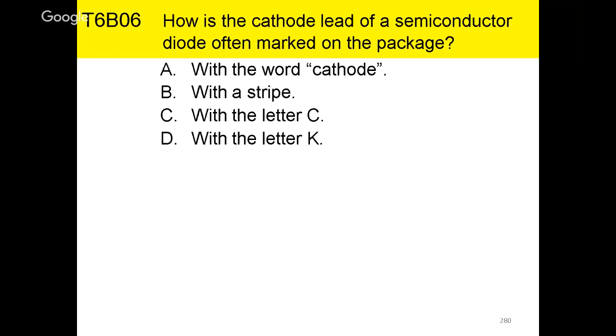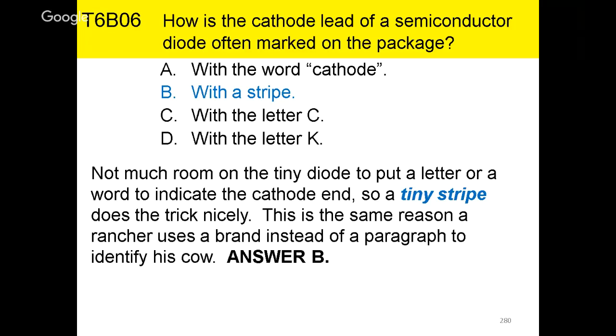So how is the cathode lead of a semiconductor diode often marked on the package? When you look at a diode itself, it's just a very basic designation. It's usually with a stripe. That is your cathode side. That's the side that has the little line, which would be represented at the end of the little arrow that's pointing into the line. That's your cathode side, and the opposite side would be anode. It's important to know that so that you know which side to actually hook your DC or AC, or your DC negative or DC positive side to. So, not having much room to put a letter, a little tiny stripe does this quite nicely.